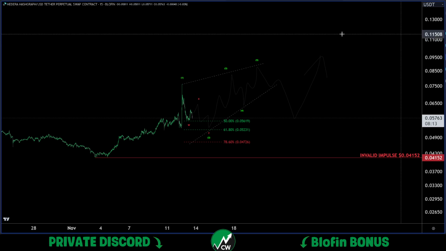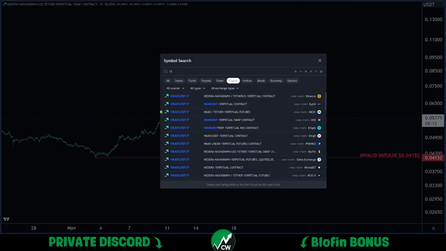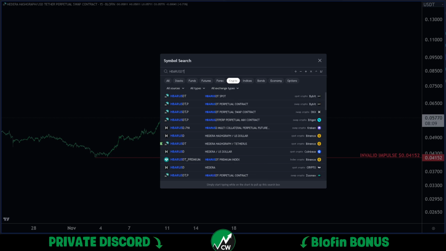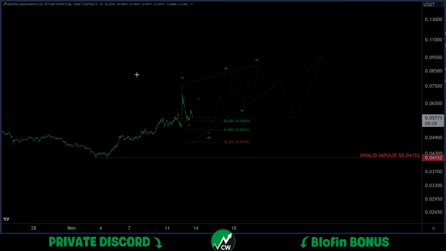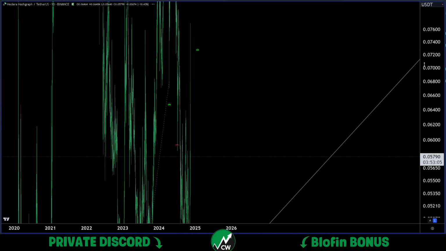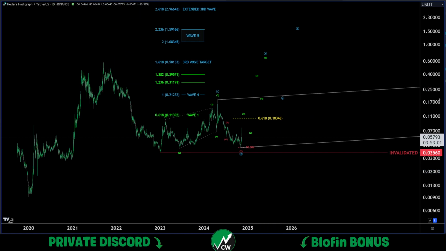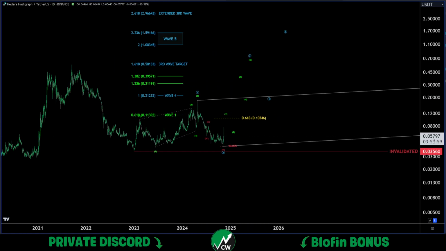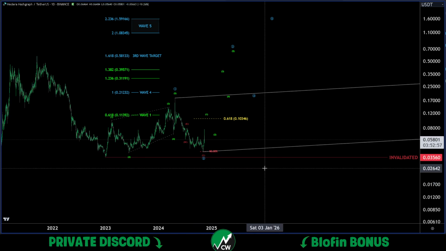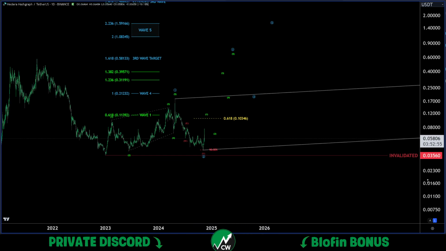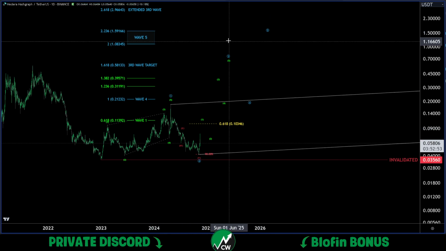I'll zoom back out here. Go back to the daily. You can see how small this wave we're analyzing is. This is so we get the most position size possible. And our invalidation of this entire count is pretty close at 3.56 cents. So you can see what your upside is there.